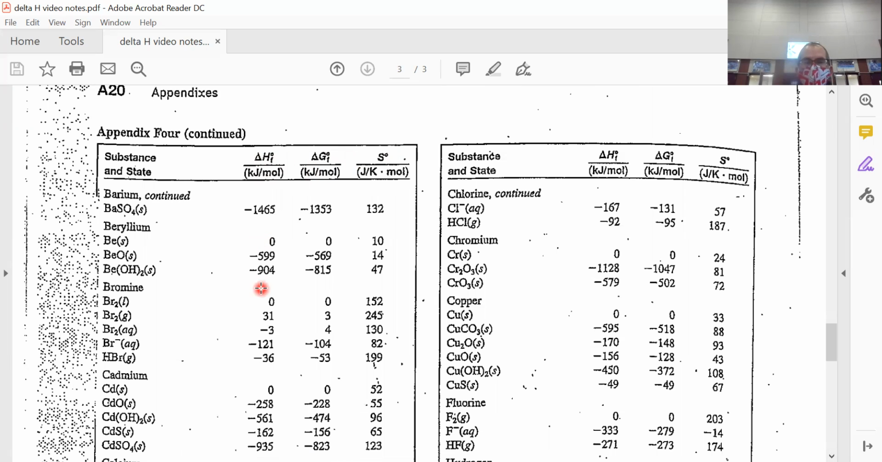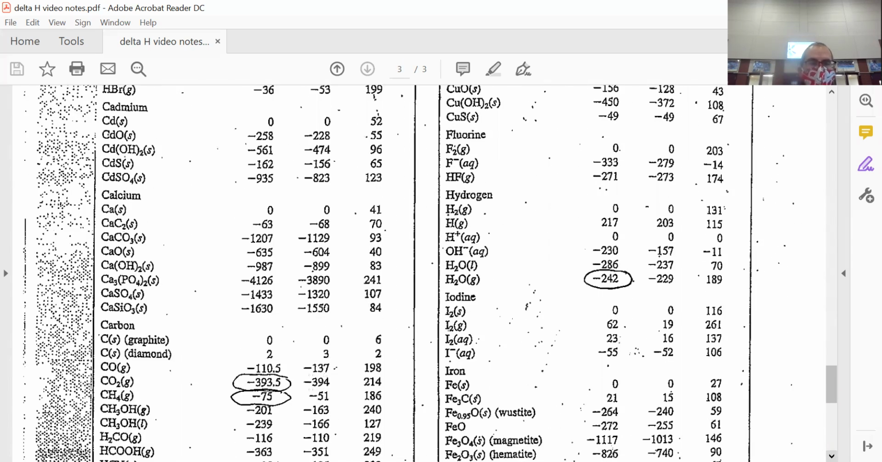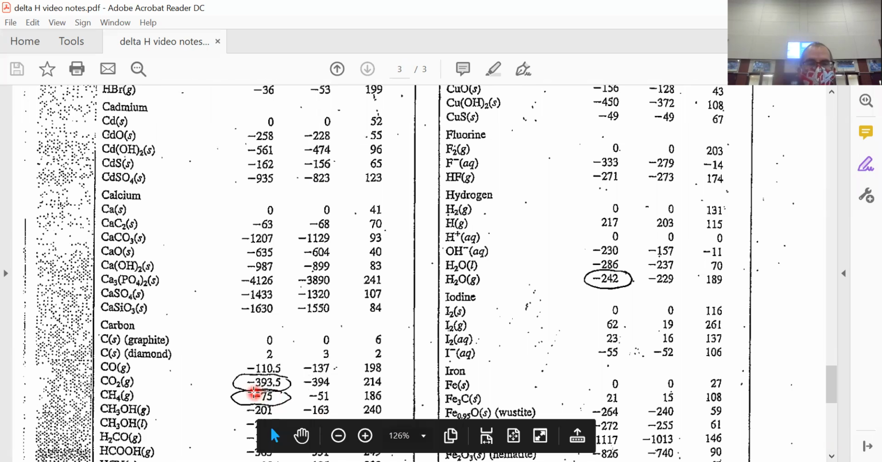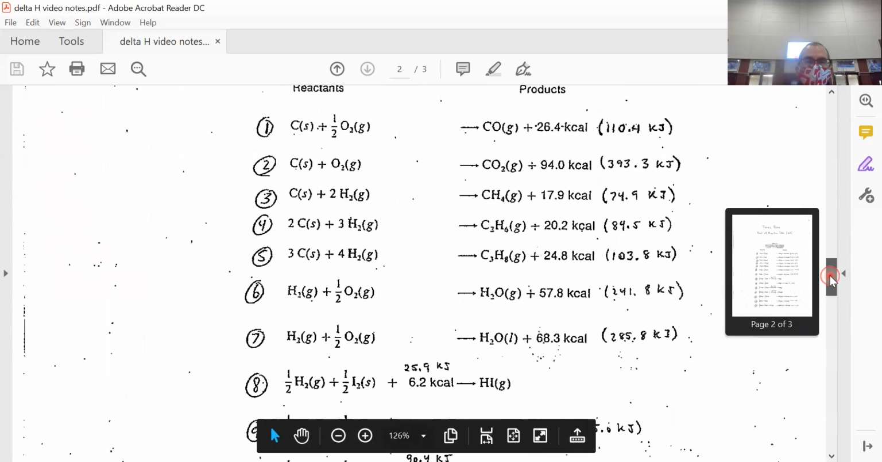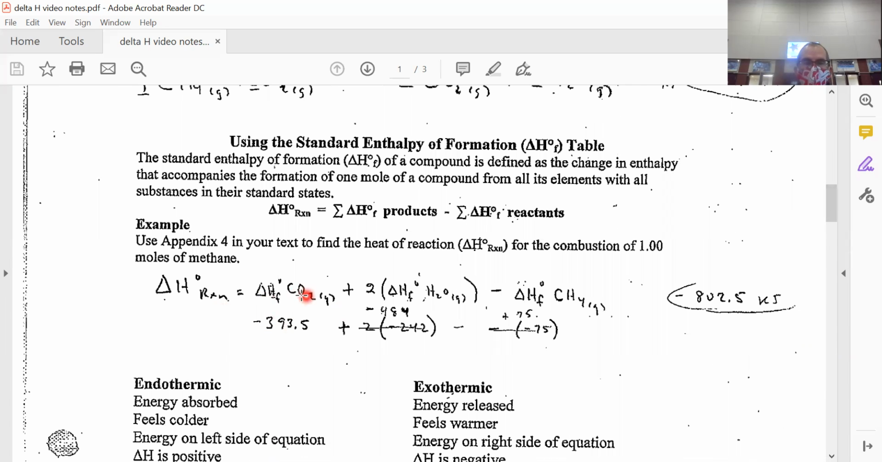So you're looking at the delta H values, and I think the first one was CO2. So I need to find carbon dioxide, and I think I circled that one here, and that's negative 393.5. So that's the heat of formation of carbon dioxide from its component elements. So I'm going to take that negative 393.5. Let's go back up here, because that was one of the things that I had, negative 393.5.